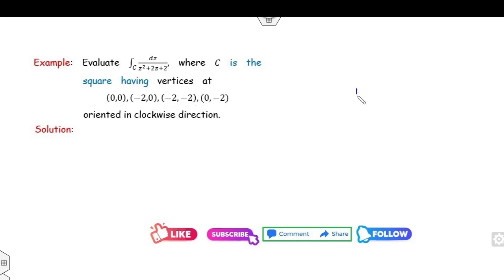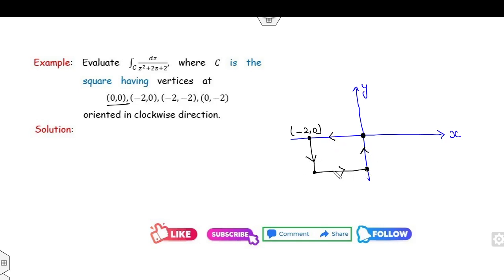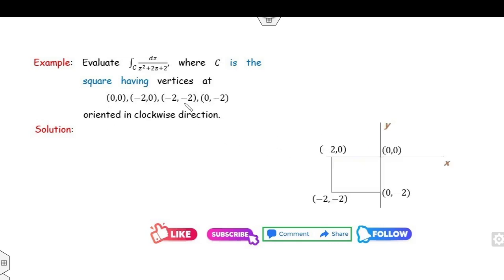So firstly you can draw the curve. The region is in the xy plane. This is my x, this is my y. The points are 0, 0, minus 2, comma 0, then minus 2, comma minus 2, and 0, comma minus 2. So your curve is this one. It is oriented in the clockwise direction.